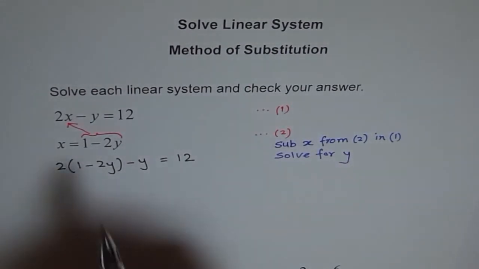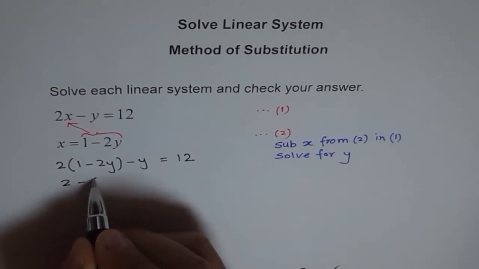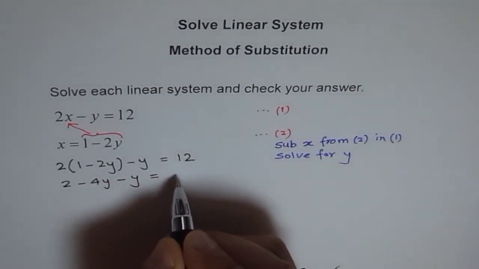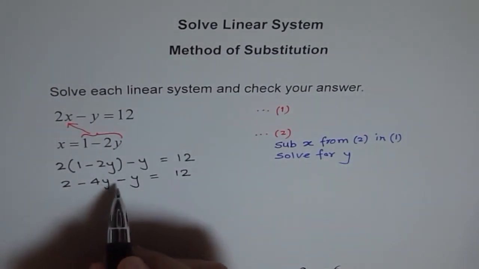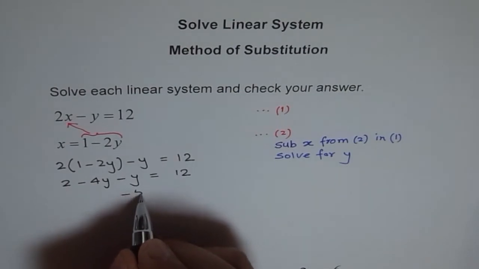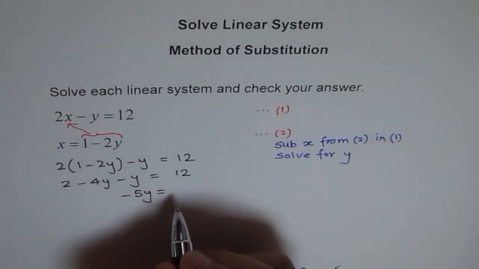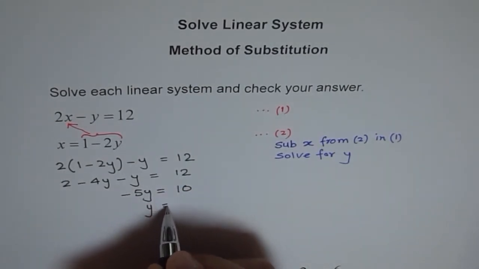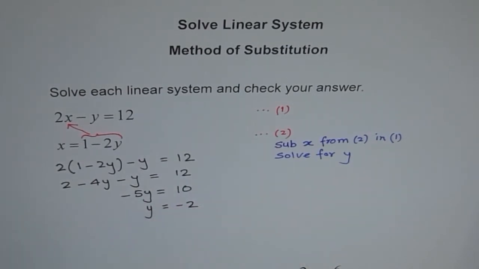So to solve for y, let's open this bracket. So we say 2 minus 4y minus y equals 12, and minus 4y minus y is minus 5y equals, I'll take 2 to that side, so 12 minus 2 is 10, right? And then we can divide by minus 5 and we'll get 10 divided by minus 5 as minus 2.